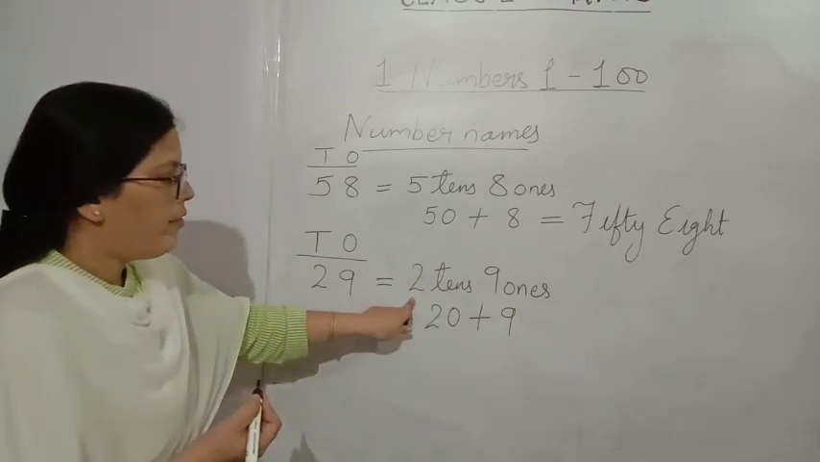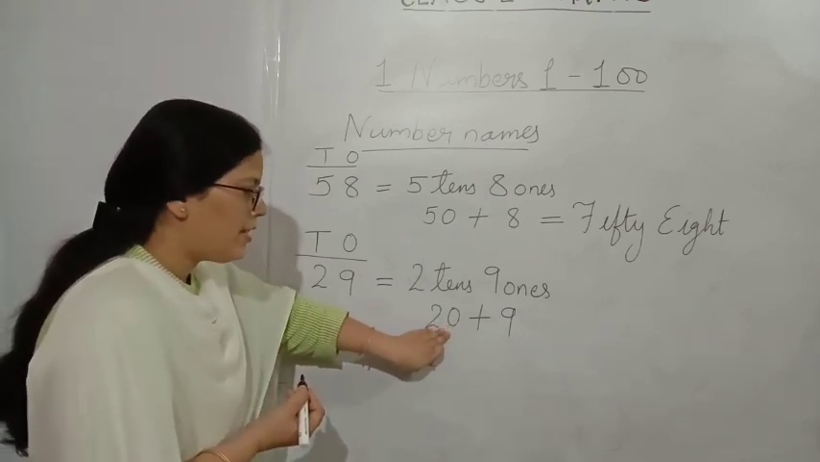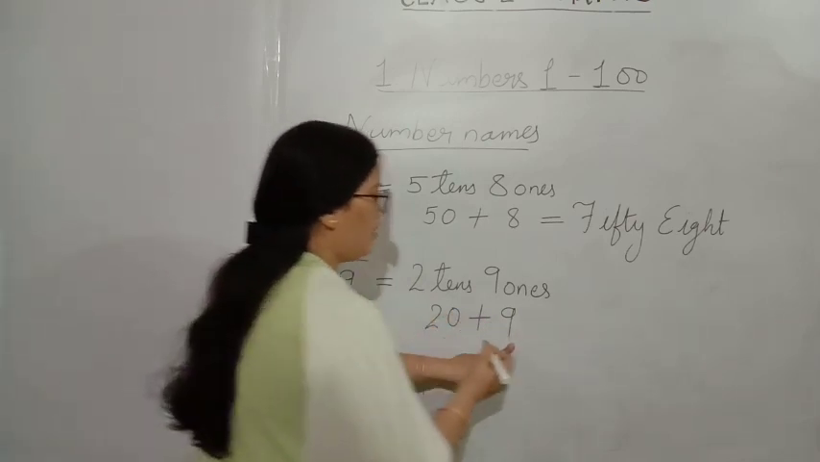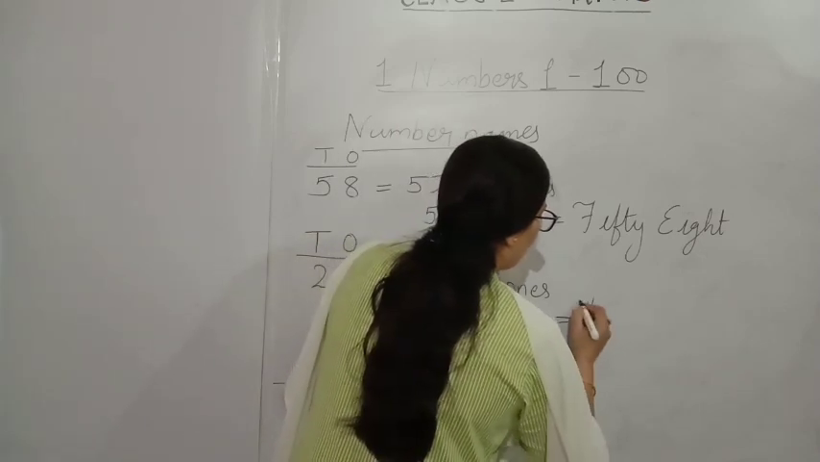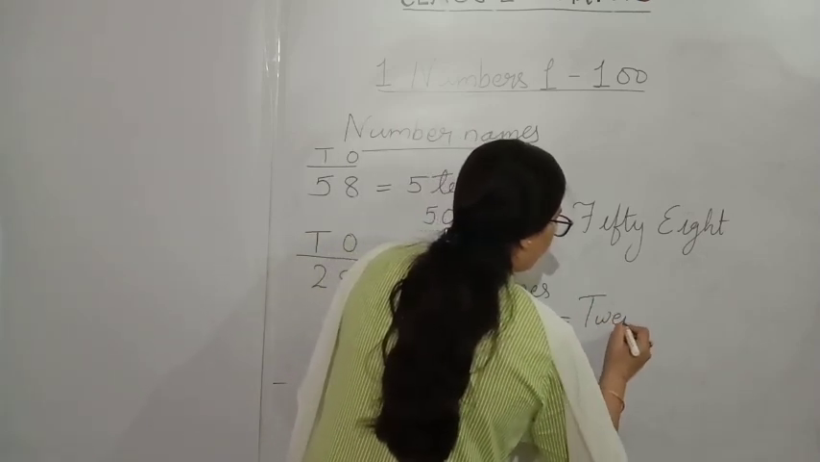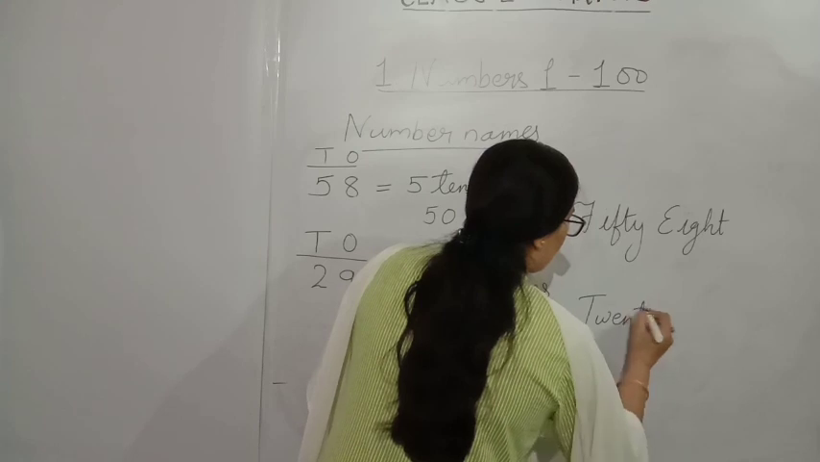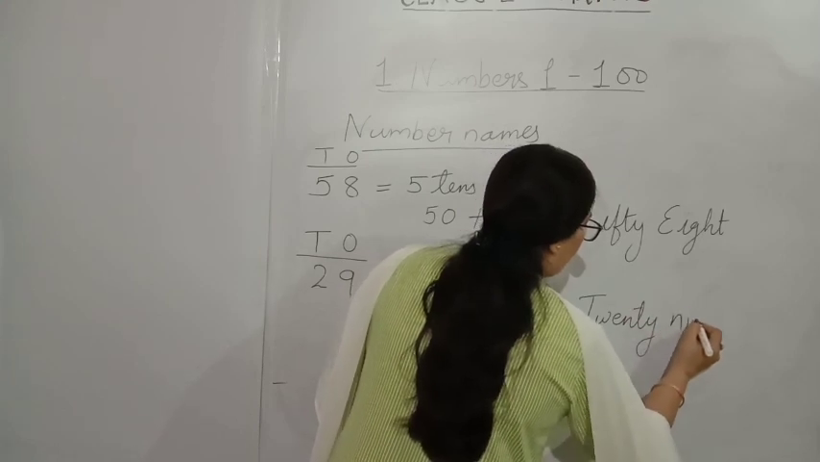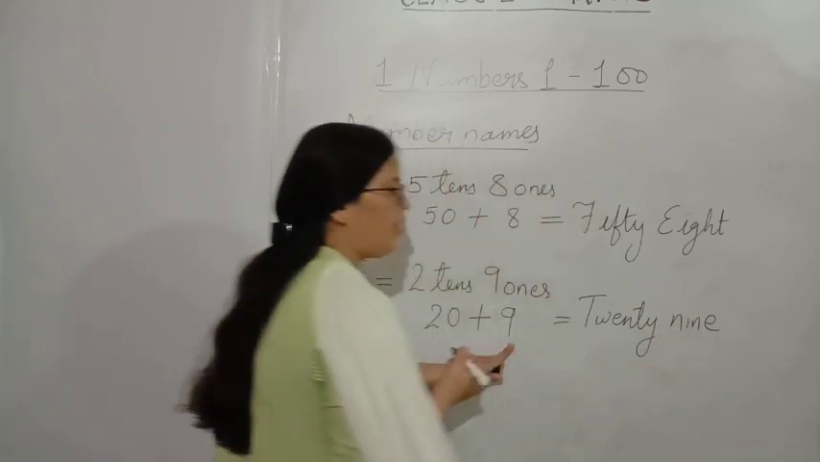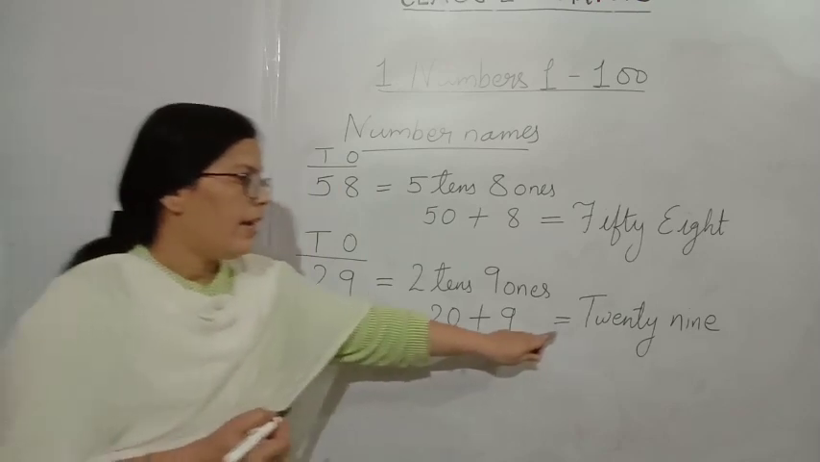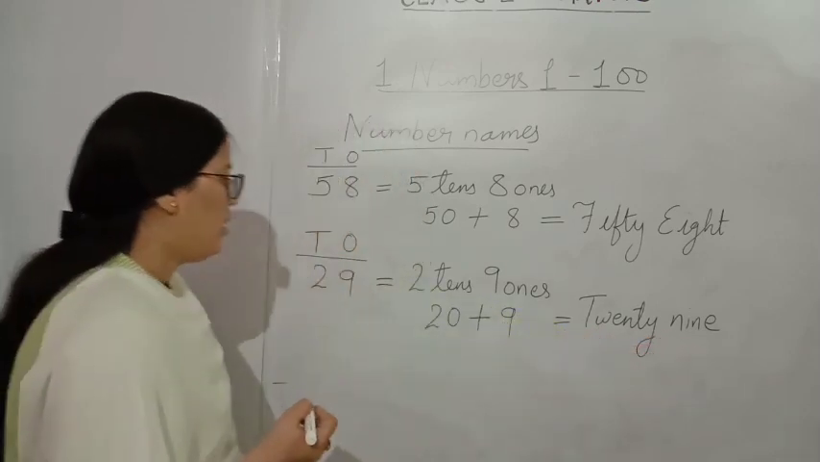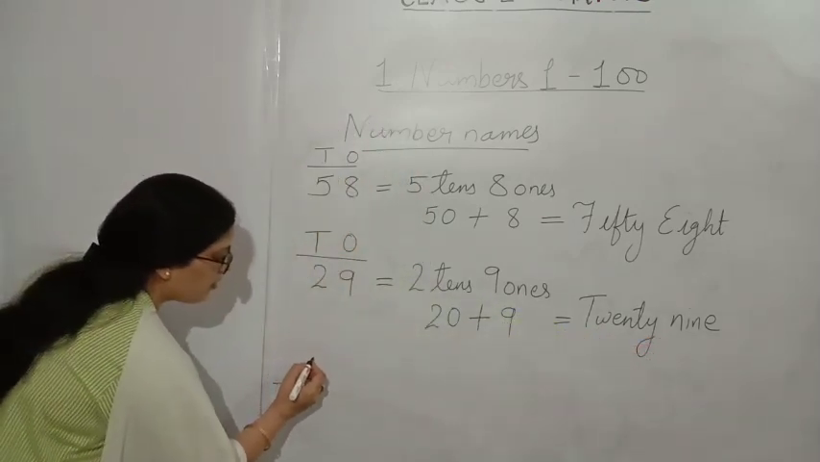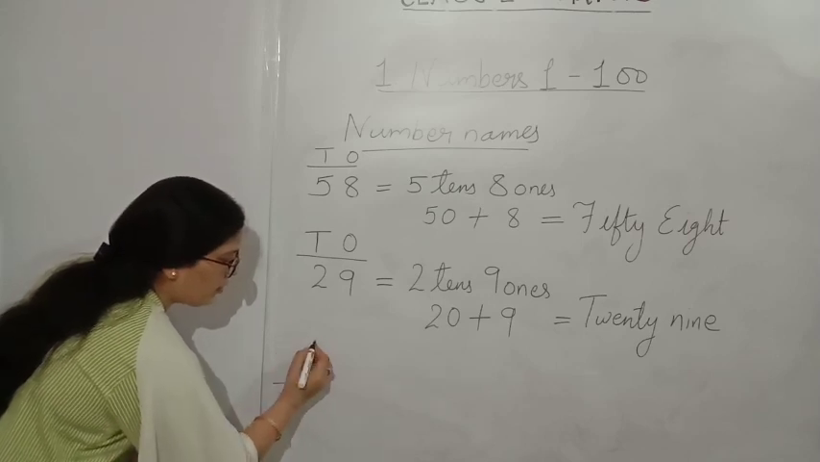Okay, so how will you write the number name? It is 29. Twenty-nine. Now let us take one more number.